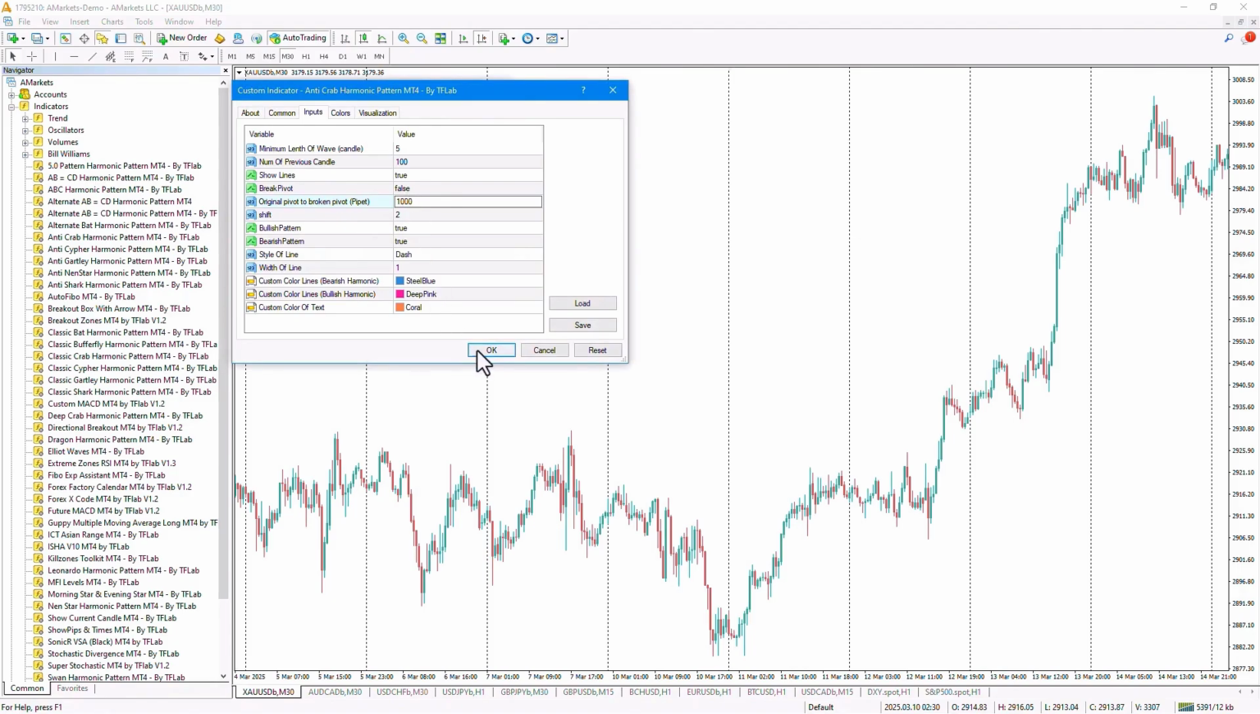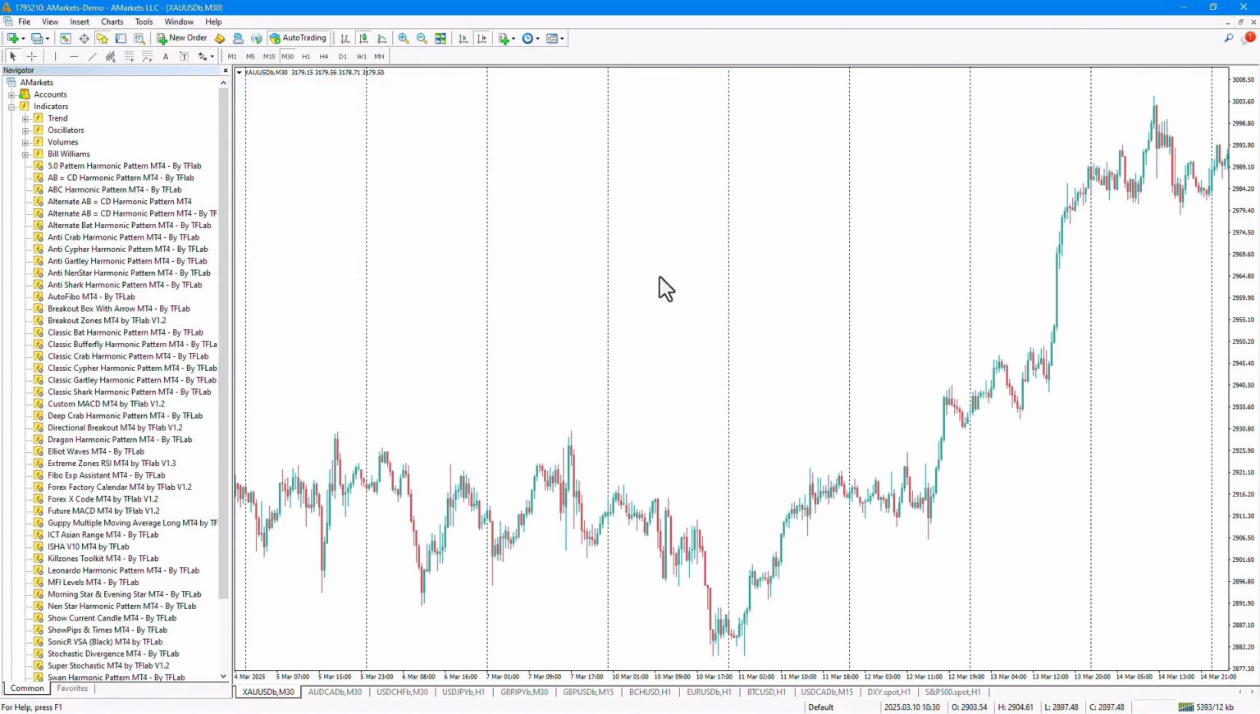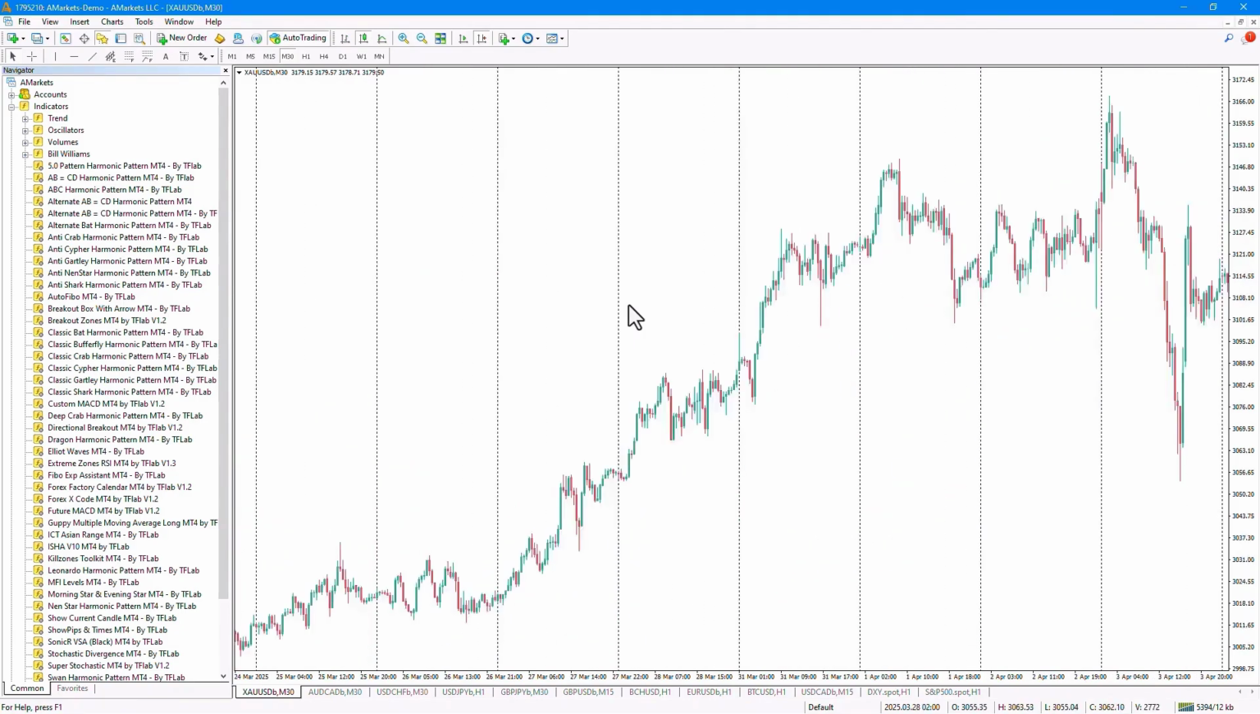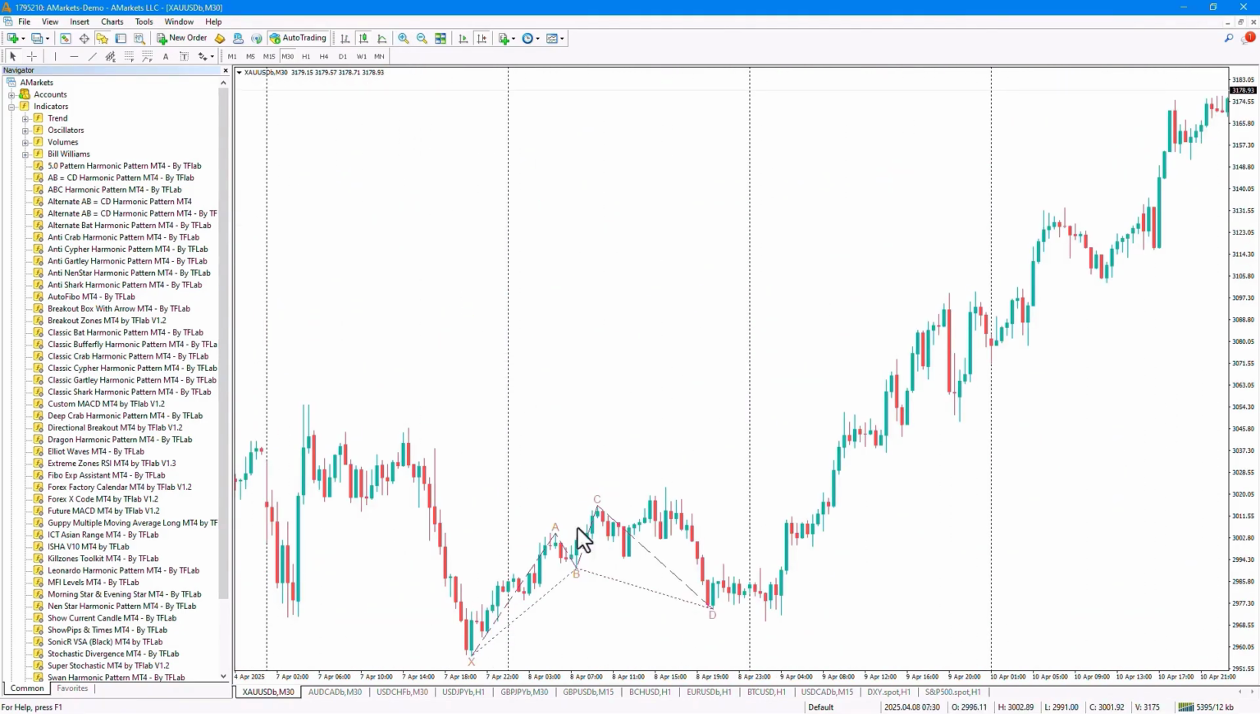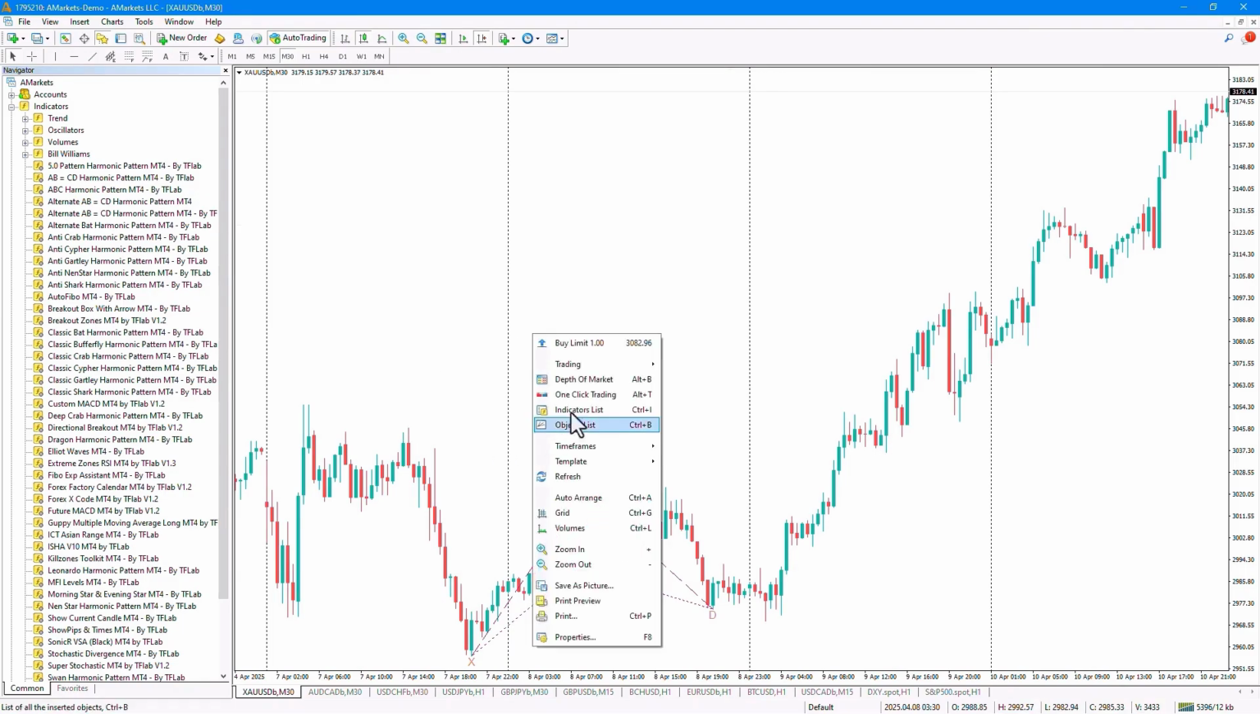If I set this option to 1000, which is a much higher threshold, the system will only identify and highlight the patterns that have ratios considered to be more suitable or optimal for my specific analysis needs. In summary, adjusting the break pivot option allows you to control which patterns are shown based on their characteristics and relevance.